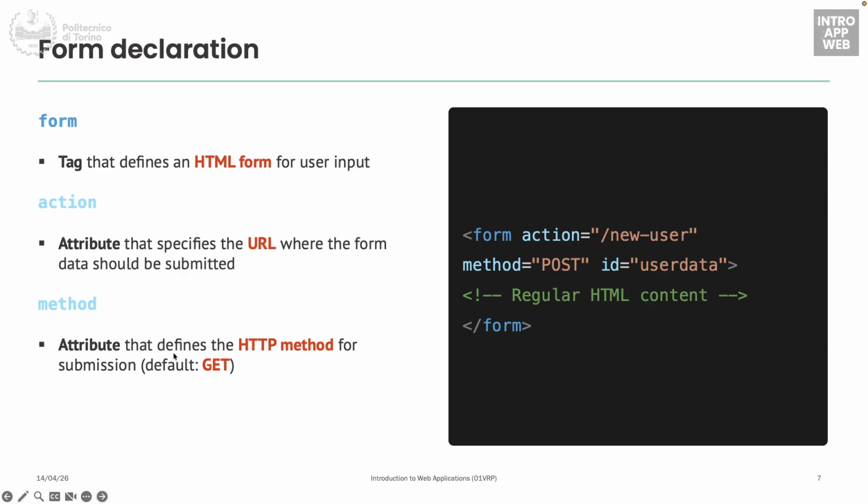And then we have the method. What is the method? It is the attribute that defines the HTTP method for the submission. The default method is GET, which is the one that we have been using so far, getting data from the server. But in this case, for the form, we have to specify a different method. We have to say that this is a POST, so that the data that is collected within the form will be submitted, or sent, to the server.